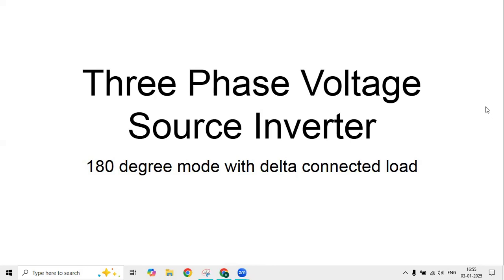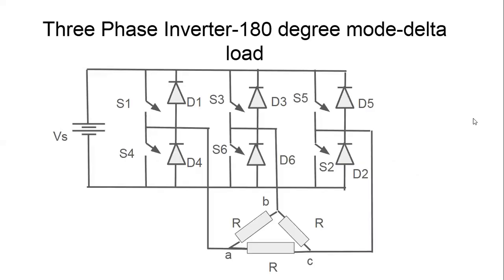Hello viewers, in this video we are going to see a three-phase voltage source inverter in 180-degree conduction mode with delta connected load. The circuit of the three-phase inverter is shown here.